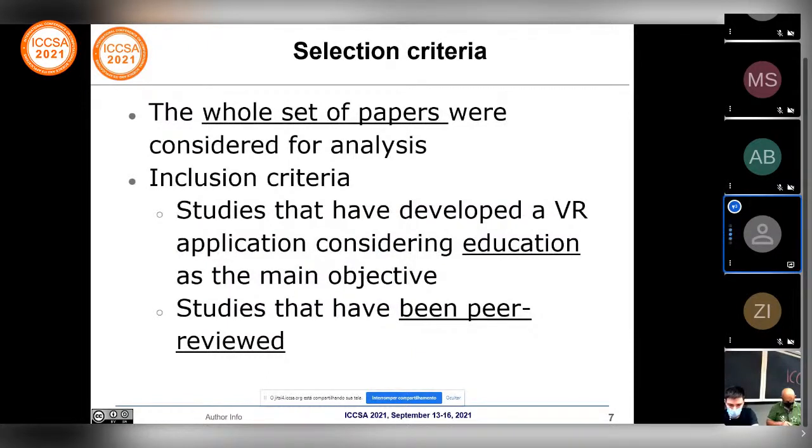The criteria were applied initially in the abstract of each paper. If it fulfills the selection criteria, then the whole paper was thoroughly analyzed. We considered the following inclusion criteria: studies that have developed a virtual reality application considering education as the main objective, and studies that have been peer-reviewed.